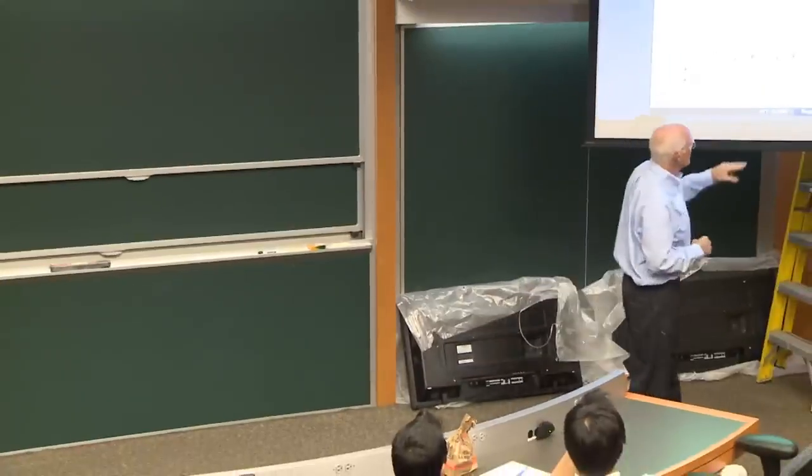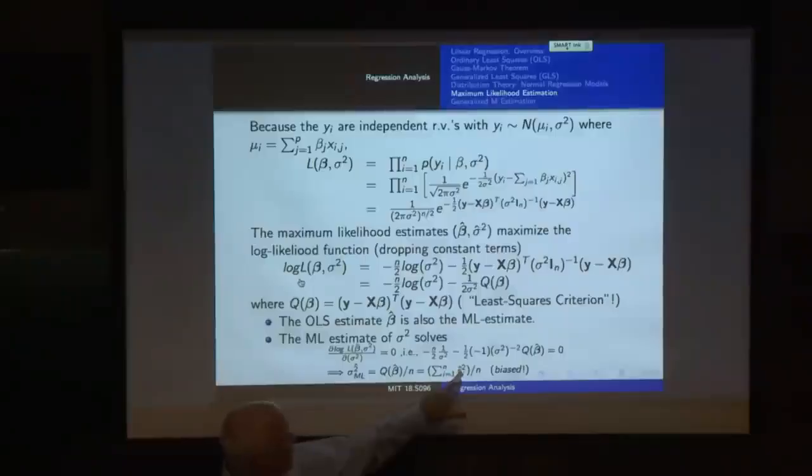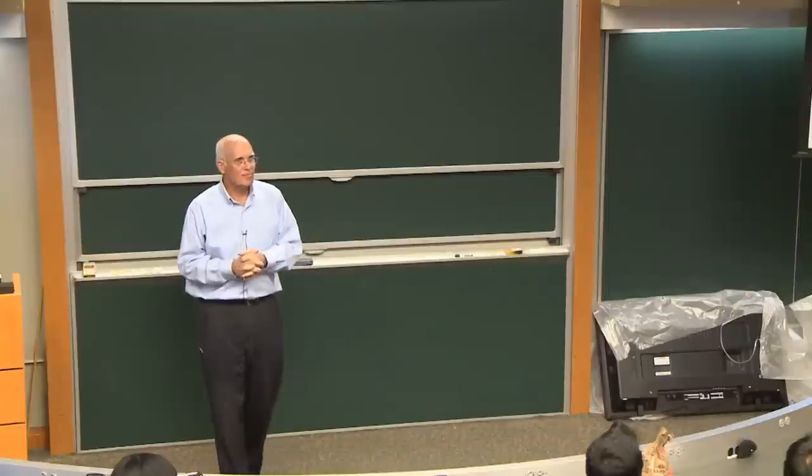So this is the sum of the squared residuals divided by n. Now I emphasize here that that's biased. Who can tell me why that's biased or why it ought to be biased?